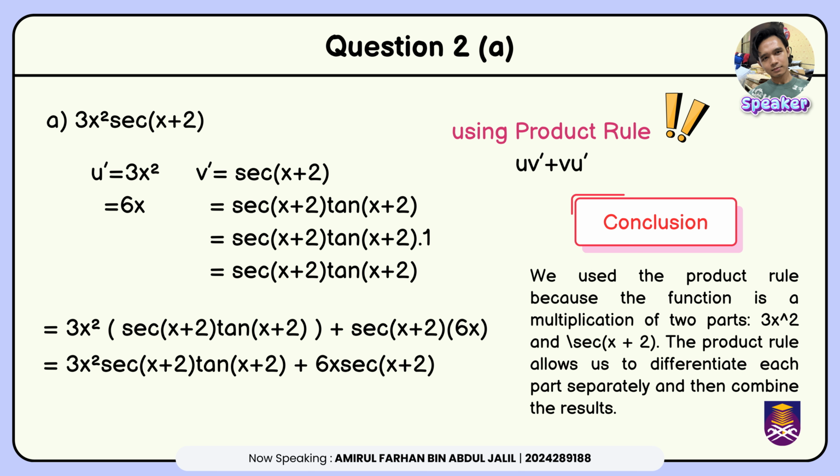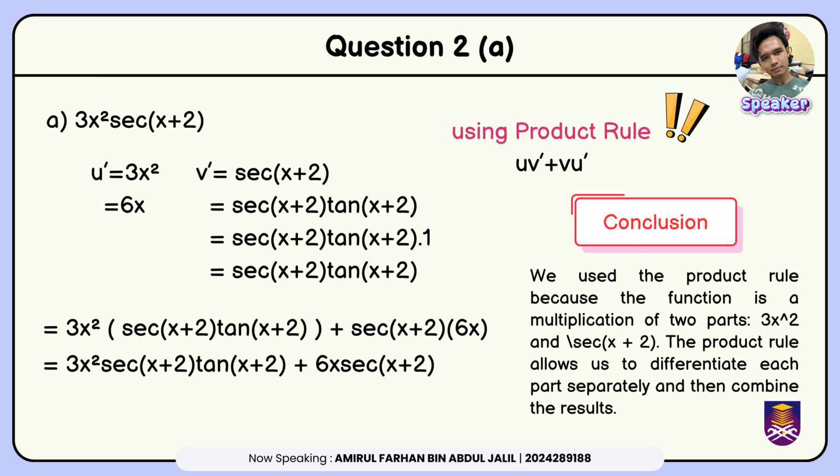So our u prime is 6x and our v prime is sec(x+2) tan(x+2). So for the answer, we put u multiplied with v prime, which is 3x^2 sec(x+2) tan(x+2), plus sec(x+2) multiplied with our u prime, which is 6x. So our final answer is 3x^2 sec(x+2) tan(x+2) plus 6x sec(x+2).